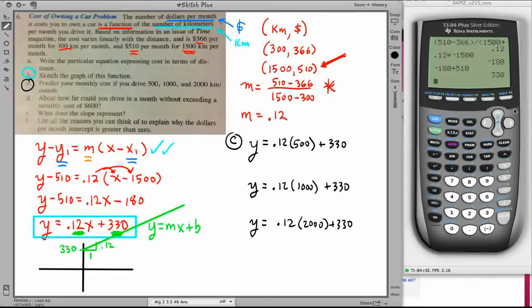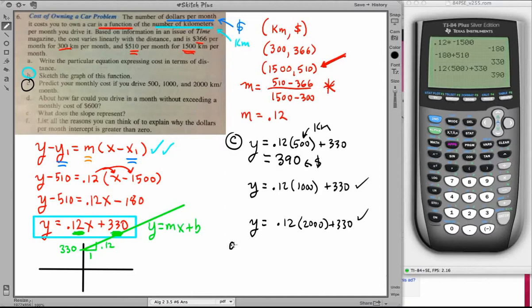It's going to be a little bit of calculation, but just jump over to the calculator, start typing. 0.12 times 500, plus 330, enter. And that's going to be a cost of $390 per month for 500 kilometers. And I know you can finish the calculation on the second and third. Let's not worry about that.